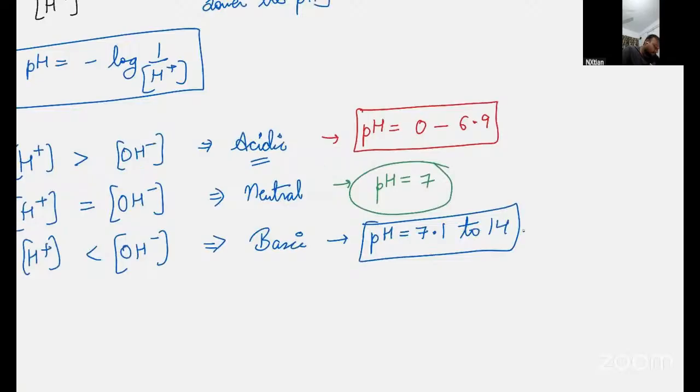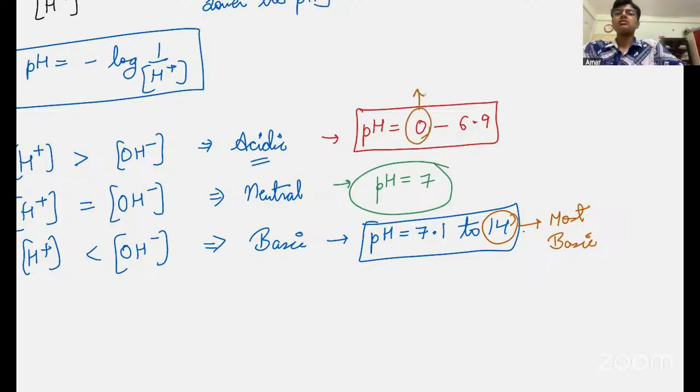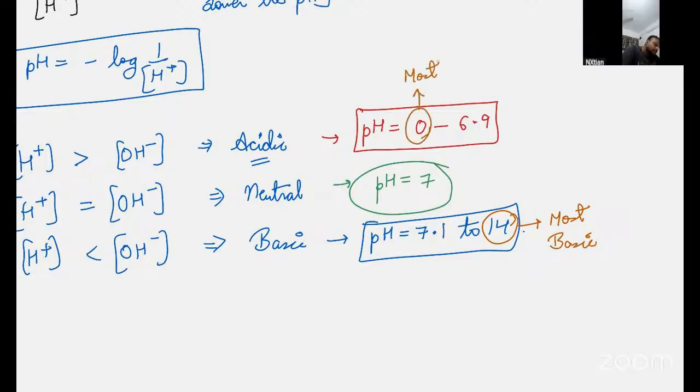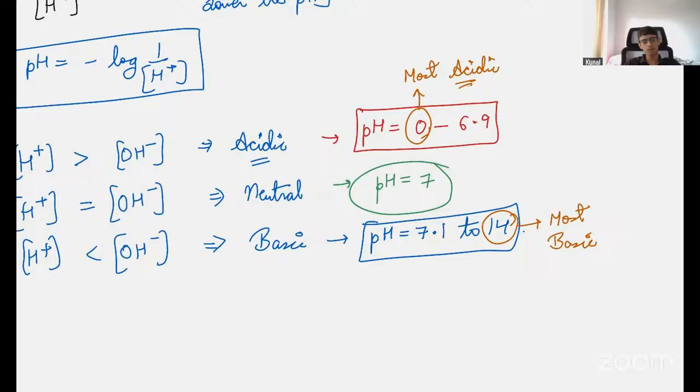And remember this thing, I am making a circle. This one is most basic and this one is most acidic. 0 is the extreme side of acidic and 14 is the extreme side of basic. Yes, sir, basic will give blue color. Yeah, basic also gives a bluish color.